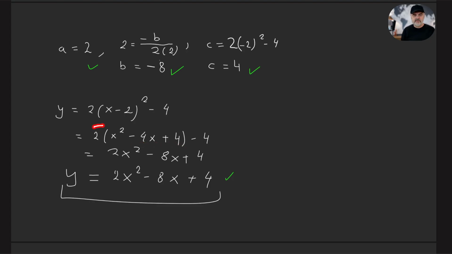Then multiply everything times 2. When you distribute, remember, you understand the rules in algebra. So you have 2x squared minus 8x plus 8 minus 4, which gives you 4 in the end. So therefore, boom, we have the question completed. Not complicated, even though the first intercept was given as an irrational number.